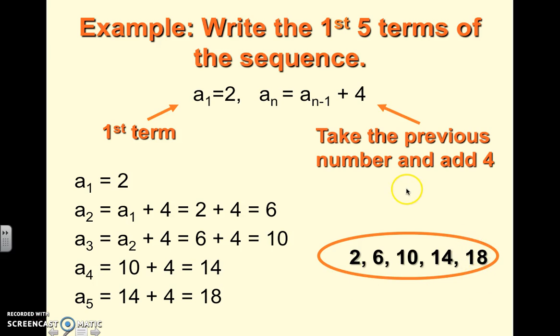Now, with a recursive formula, we cannot get to, let's say, the 50th term without knowing the 49th term. And we can't do the 49th term without knowing the 48th term. So the only way with a recursive formula to get to the 50th term is to know all of the terms from 1 through 50. So that's the disadvantage to this.